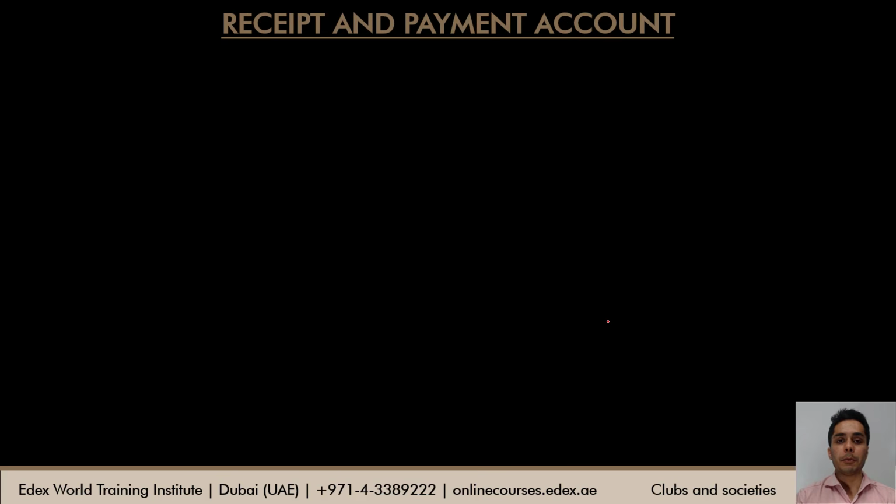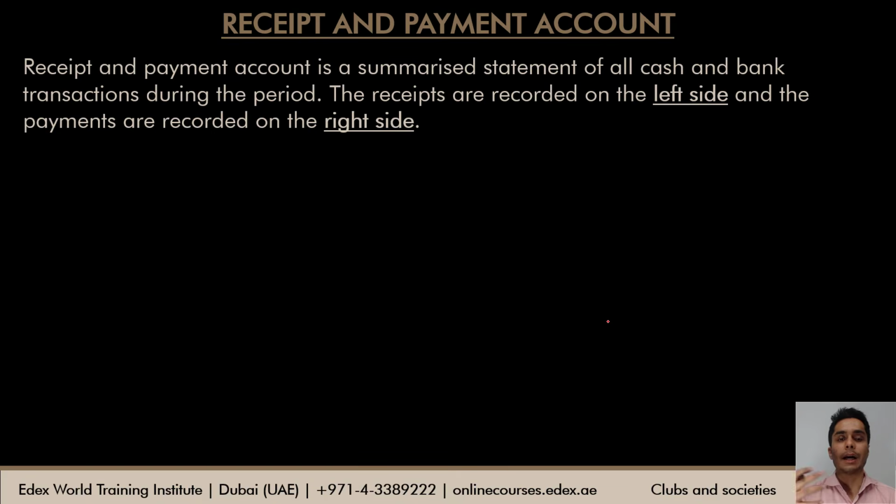Now, what's a receipt and payment account? Receipt and payment account is a summarized record of all the cash or bank transactions that have happened during the period. So assume it like a cash book, but a summarized record.